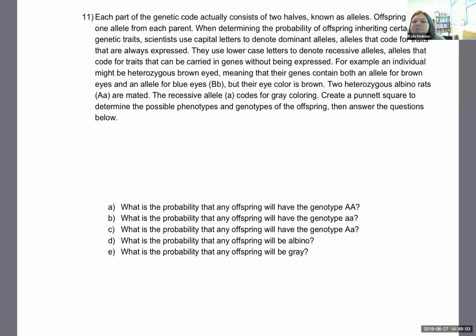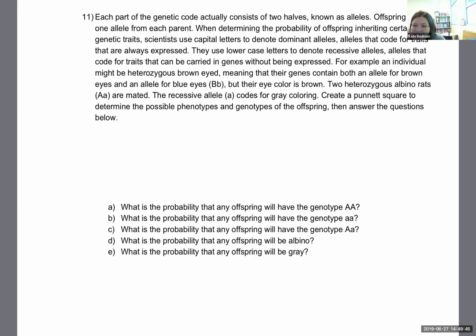So let's read this. Each part of the genetic code actually consists of two halves known as alleles. Offspring inherit one allele from each parent. When determining the probability of offspring inheriting certain genetic traits, scientists use capital letters to denote dominant alleles that code for traits that are always expressed. They use lowercase letters to denote recessive alleles that code for traits that can be carried in genes without being expressed. For an example, an individual might be heterozygous brown-eyed, meaning that their genes contain both an allele for brown eyes and an allele for blue eyes, but their eye color is brown.